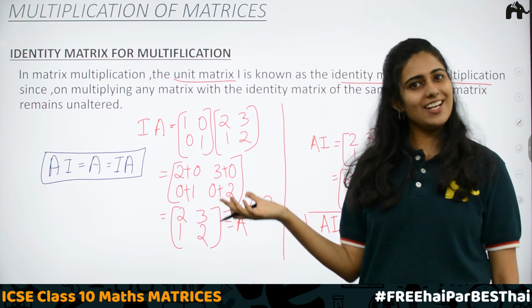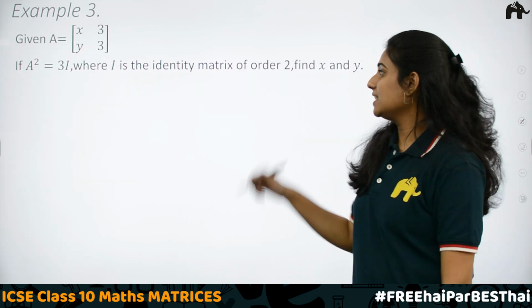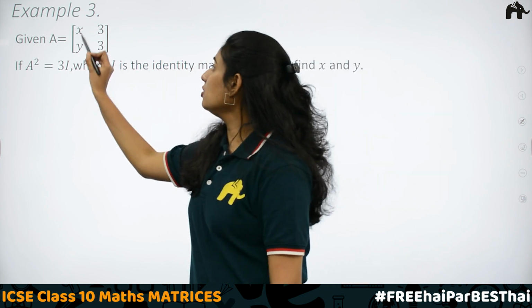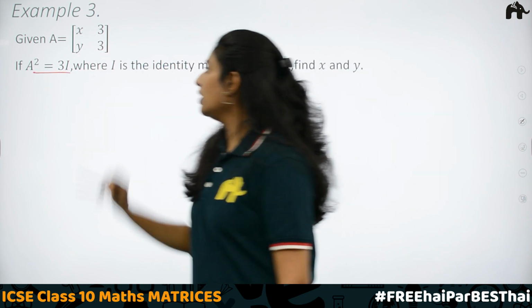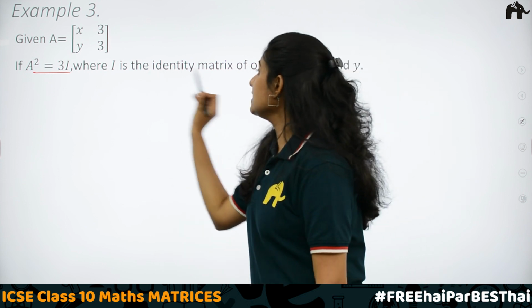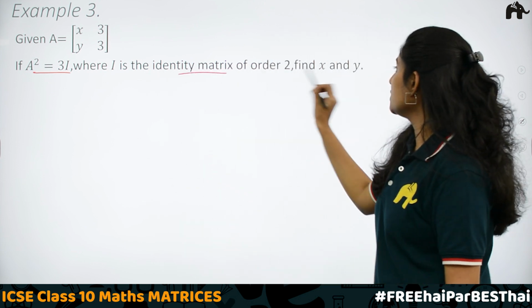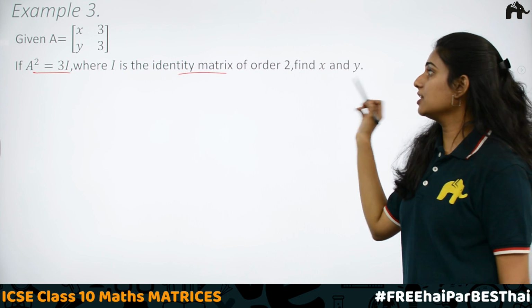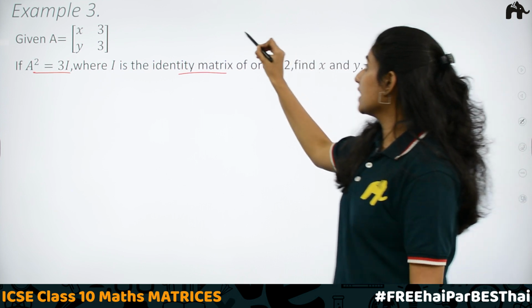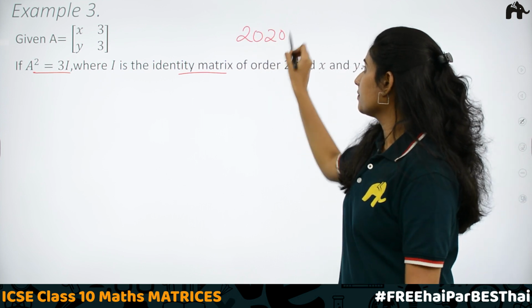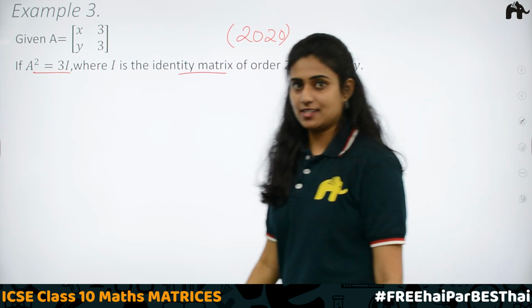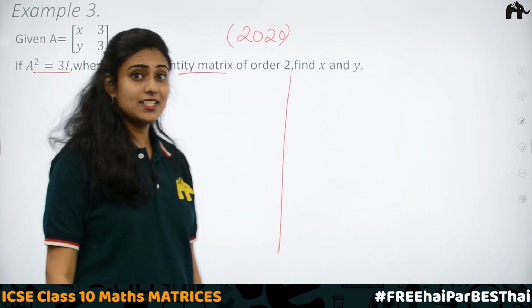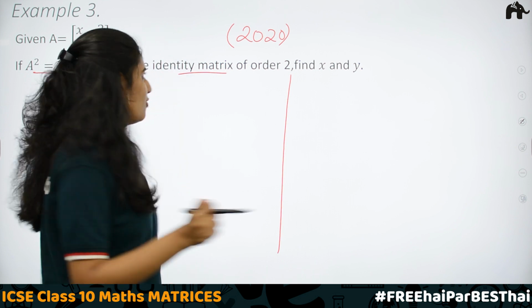Okay, clear? Next, example 3. Given A is equal to [x 3; y 3], if A square is equal to 3I, where I is the identity matrix of order 2, find x and y. This was a question that was asked in board exam 2020. Okay, let's solve this. You know what identity matrix is. What are the elements of a 2 by 2 identity matrix? 1, 0, 0, 1. Correct.